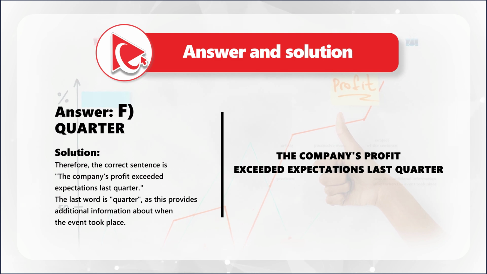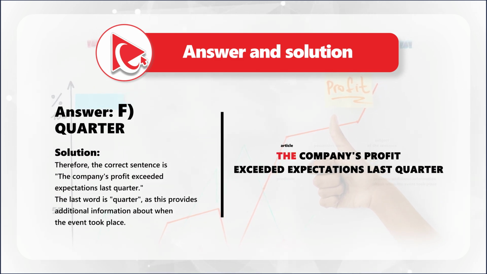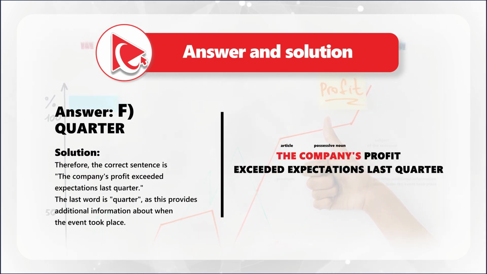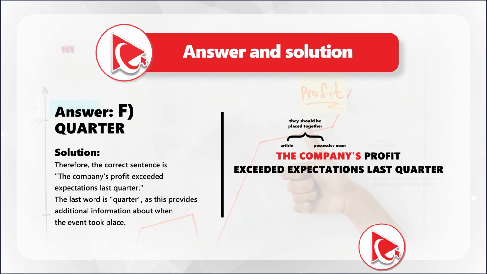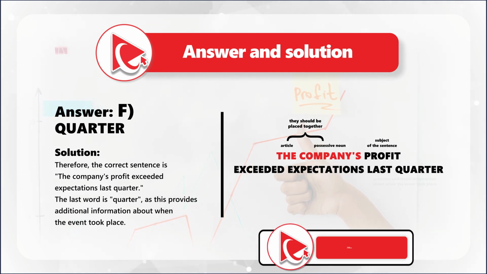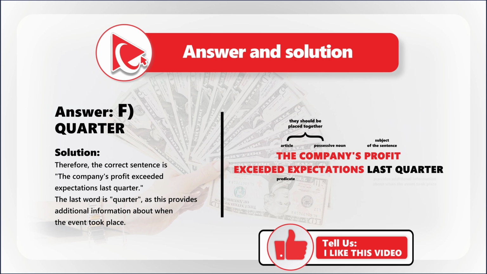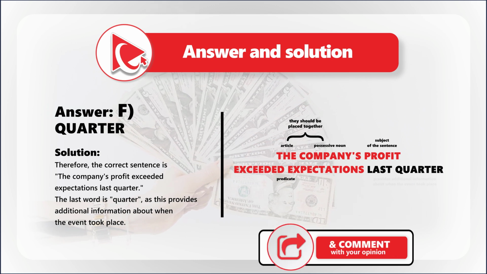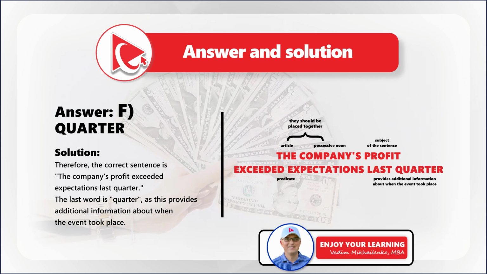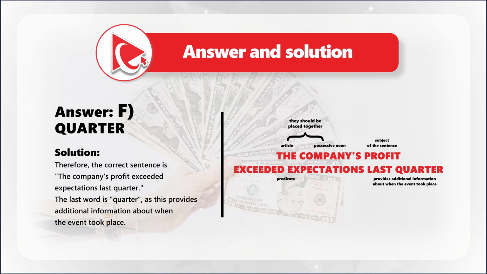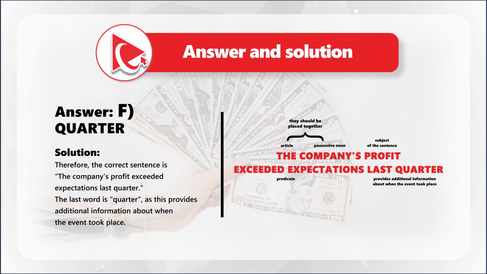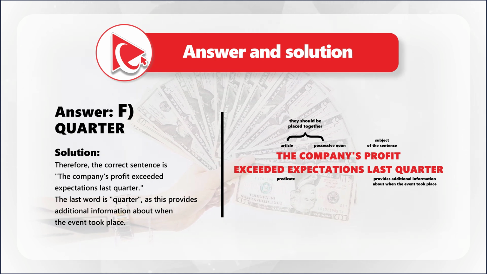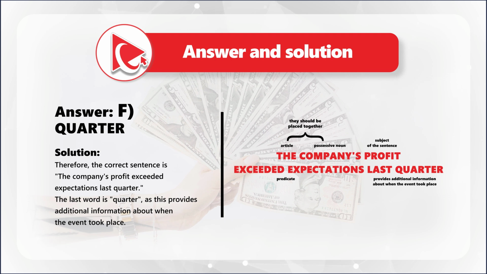The correct sentence is built by using an article, the, and possessive noun, companies: the company's. In a typical sentence in English, they should be placed together. Profit is the subject of the sentence, and exceeded expectations is the predicate. Last quarter provides additional information about when the event took place. So the correct sentence here is the company's profit exceeded expectations last quarter. The last word in the sentence is quarter. So the correct answer here is F, quarter.